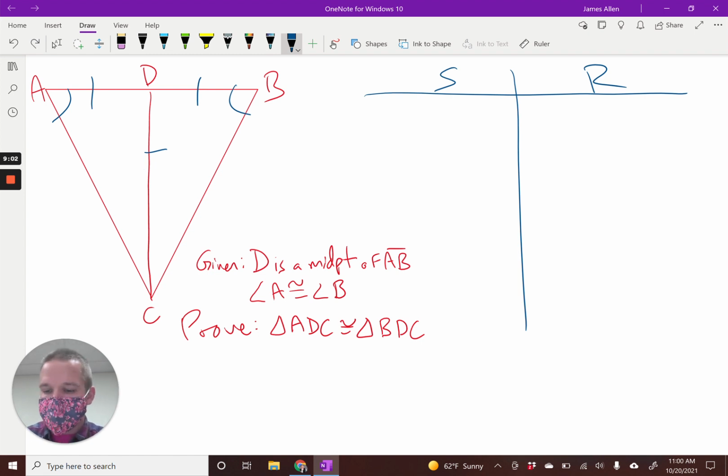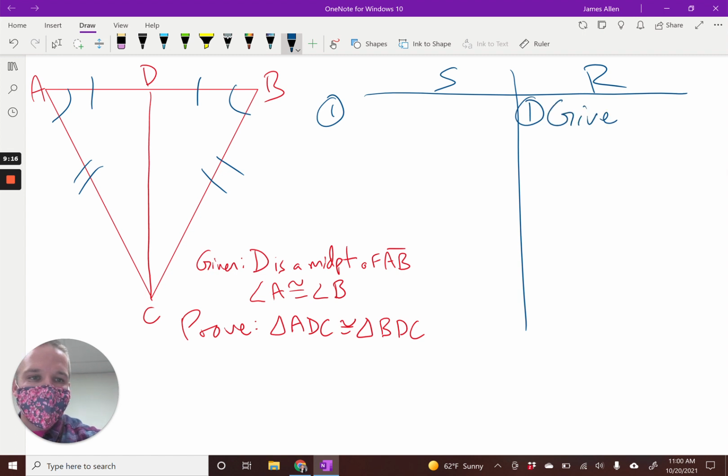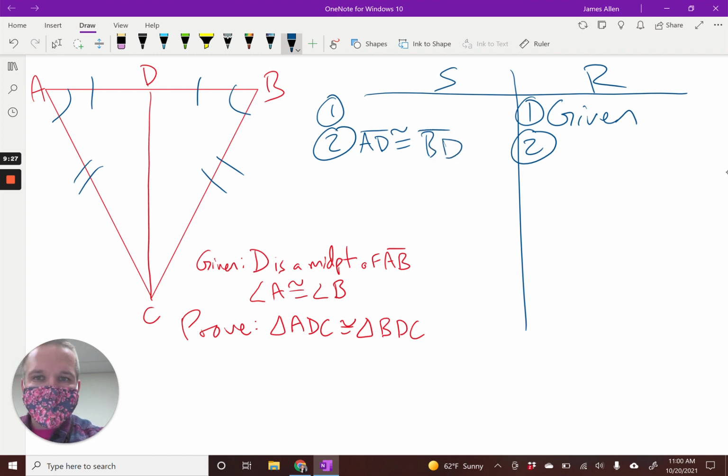Is there anything else we could possibly do? Ooh, how about if angles are congruent, then wouldn't these sides be congruent? Say, what? Yes. Now we have side, angle, side. We can prove these two triangles congruent. Let's write this up. Alrighty. So first we said that AD was congruent to BD by definition of midpoint.